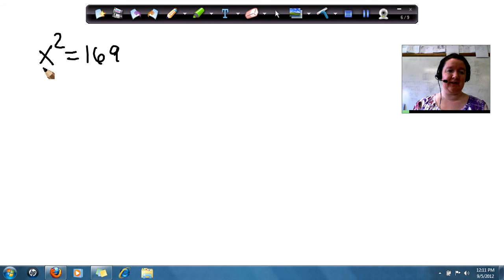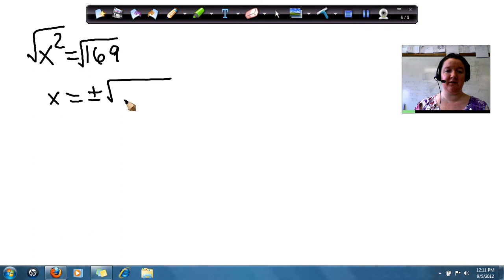Now, if I want to get the x by itself here, I need to take the square root of both sides. Now, when you take the square root in an equation, that means we have to have the positive and the negative of the value that's there. So if I look at this, 169 is 13 times 13. So I see a pair. I can pull it out. So I end up with the plus and minus of 13.